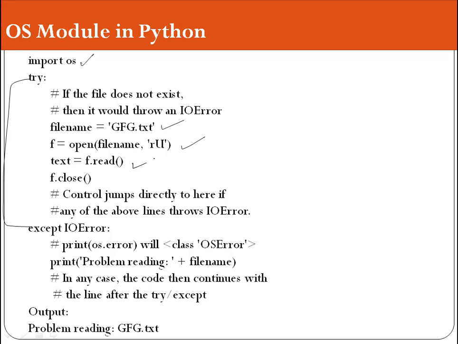You are reading the text, and you are closing the file. So print 'problem reading' plus the file name. When the file does not exist and it is not able to read the file, it will jump to this part and print the error: problem reading this file name. So here the OSError has been raised.